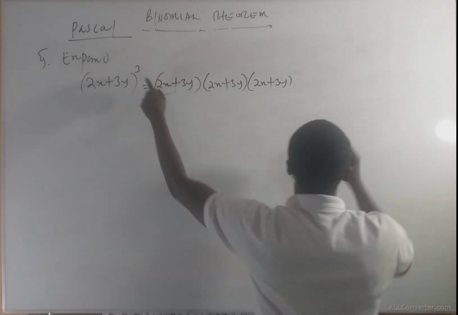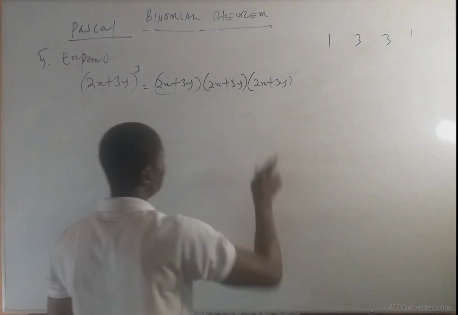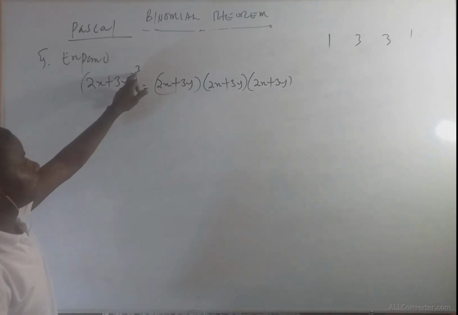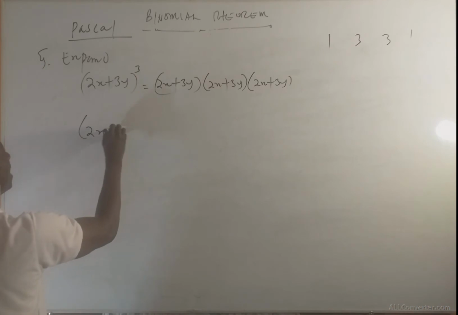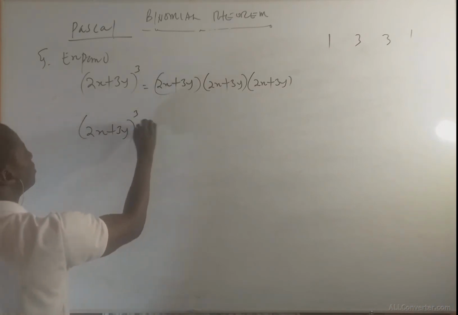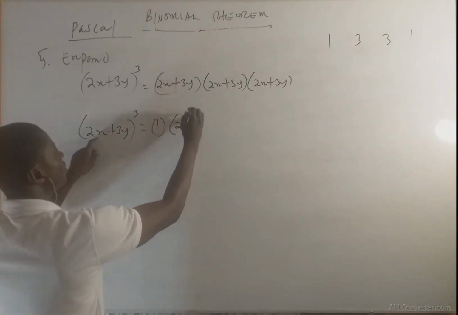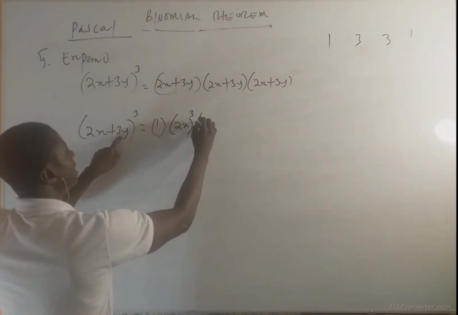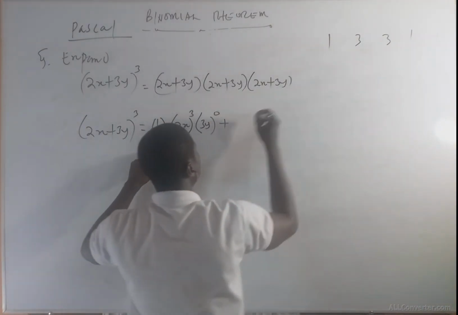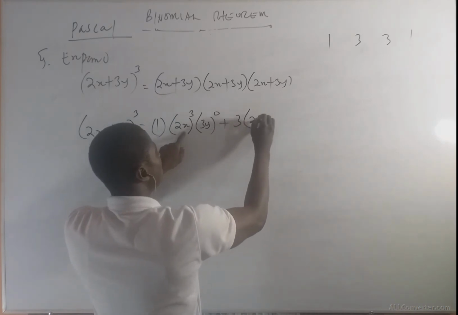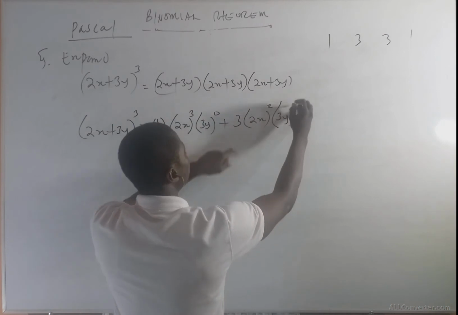Now, the coefficient for exponent 3 is 1, 3, 3, 1. You can refer to what you did and see why. So if you have 2x plus 3y cubed, you start with the first coefficient 1. Your first term is 2x, which starts from the highest exponent 3, then the second term, 3y, starts from 0. Then you move to the next coefficient, that is 3. The 2x will now decrease from 3 to 2, and the 3y will increase from 0 to 1.